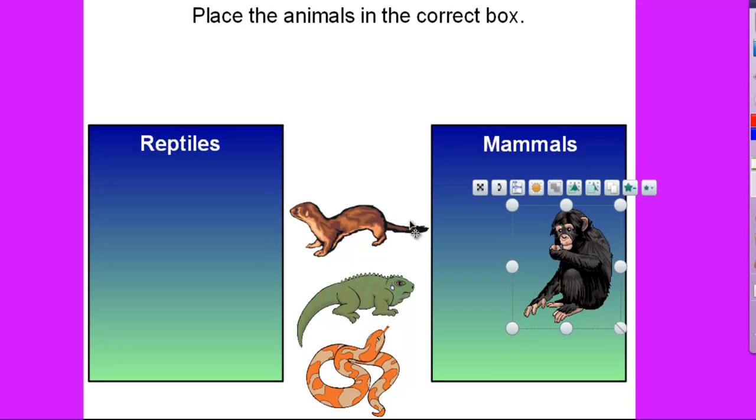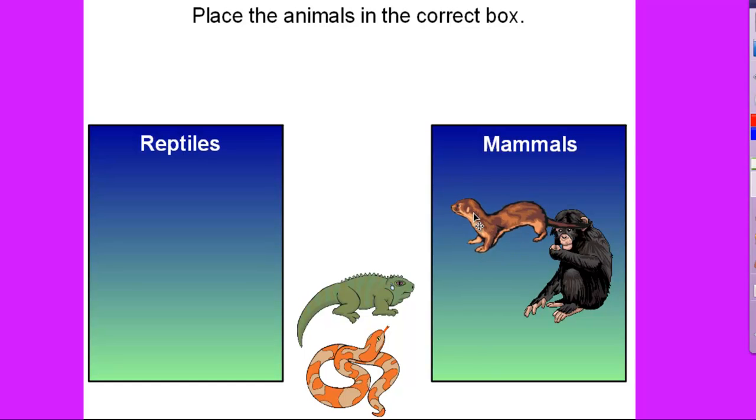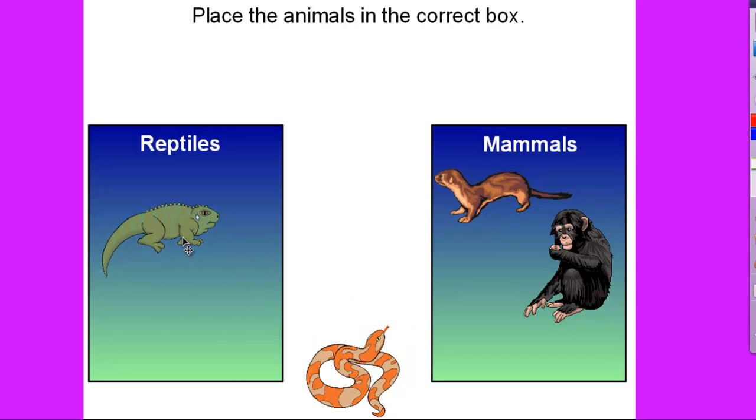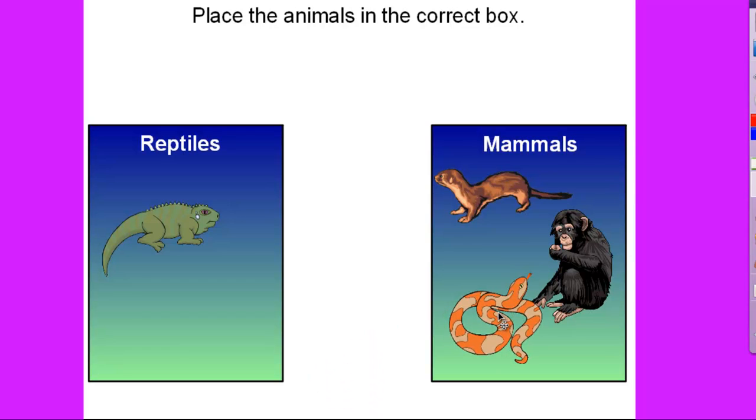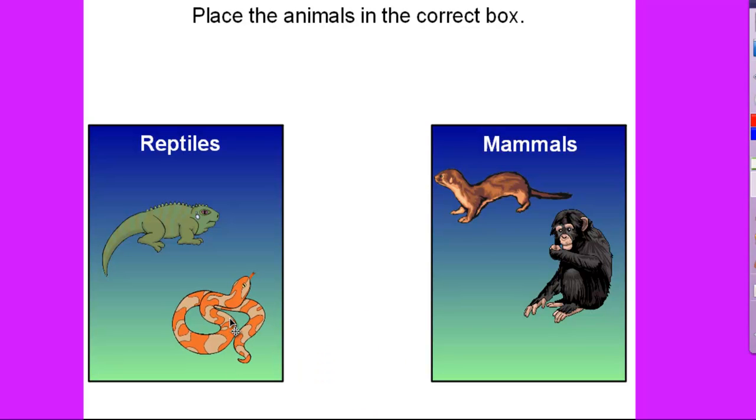And he stays. Let's try the ferret. Doesn't belong in the reptile box. But he does in mammals. So let's try the iguana. He is not accepted in the mammals box, but he is in the reptiles. And lastly for the snake, he doesn't belong there, but he does in reptiles.